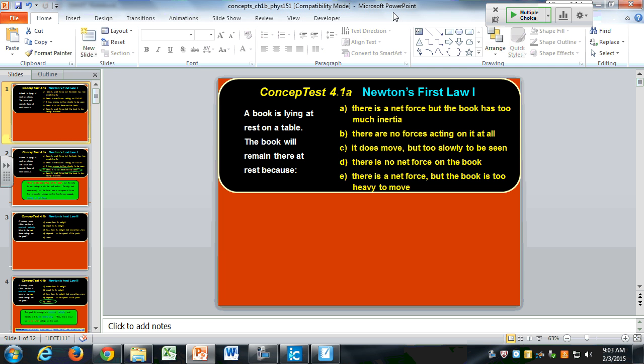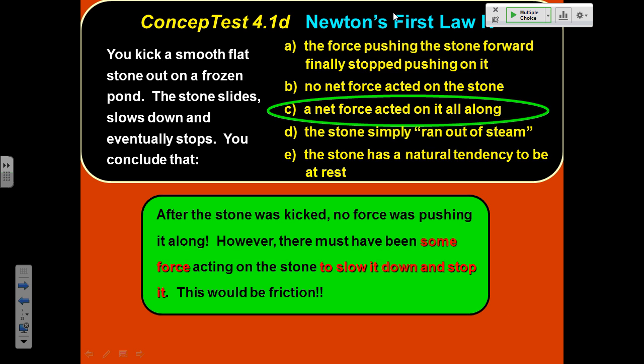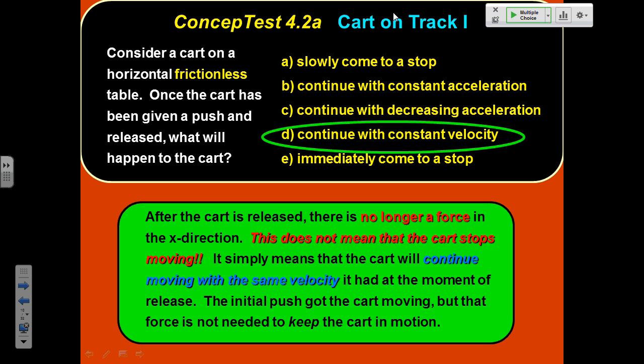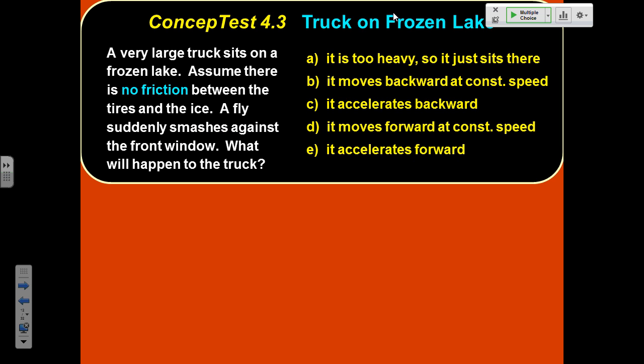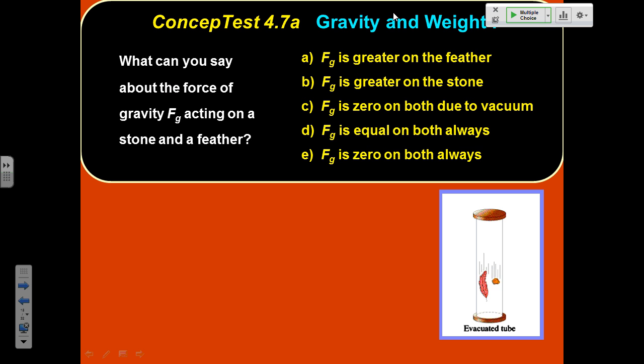No? Alright, well let's do some more of the clicker questions that we did last time. We started these, but we didn't finish them. Just about Newton's laws. All right, let's try this one.